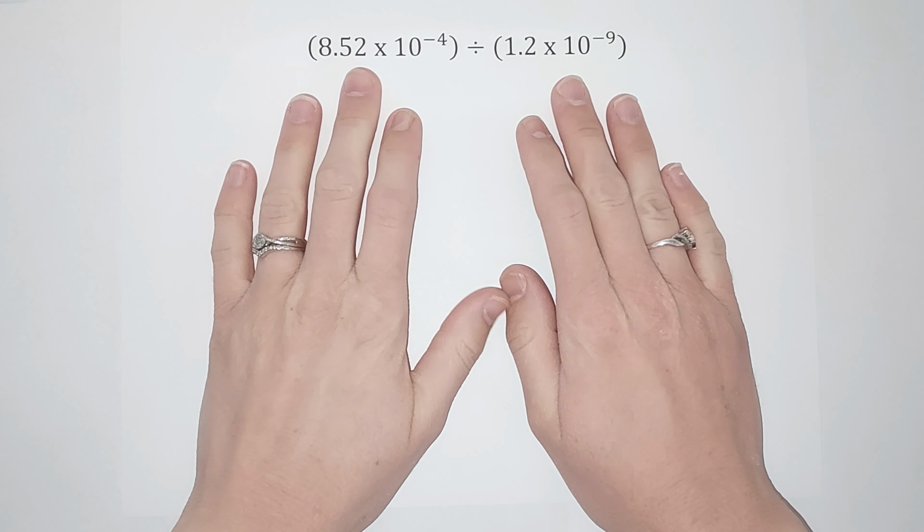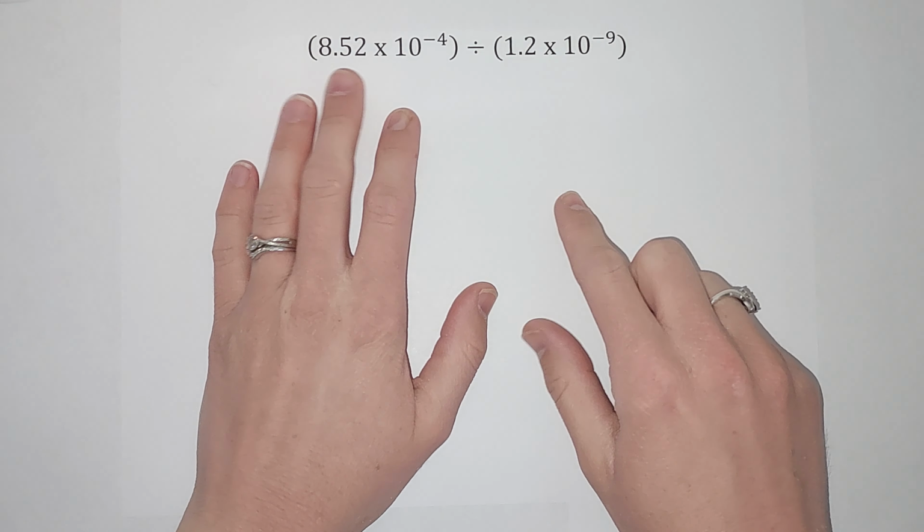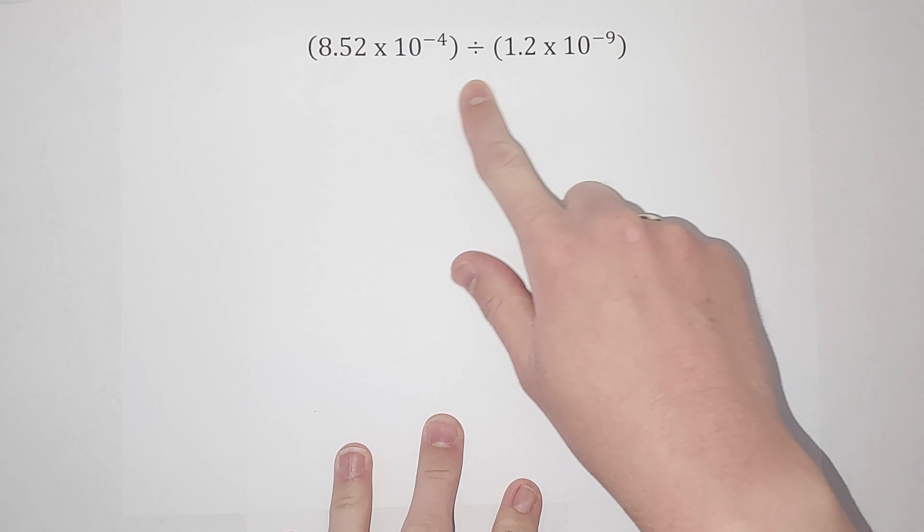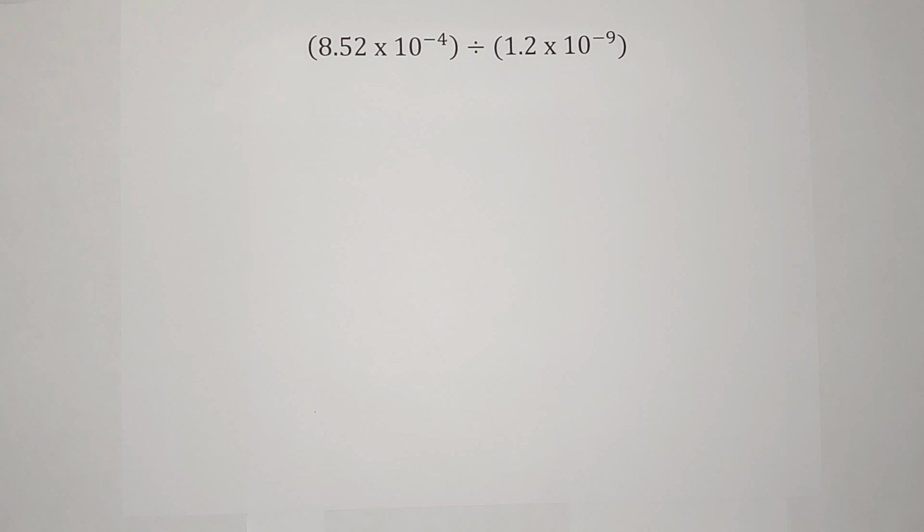So these are really small numbers. If I were to turn these into standard notation, on this one, I would move to the left 4, right? On this one, I would move to the left 9. So that would be kind of hard to divide, so we put them in scientific notation to help us.